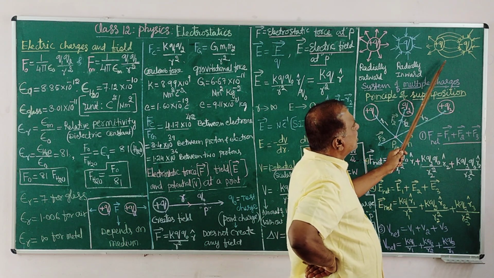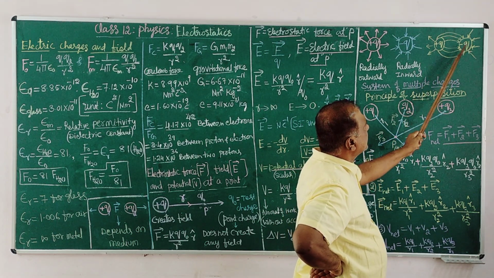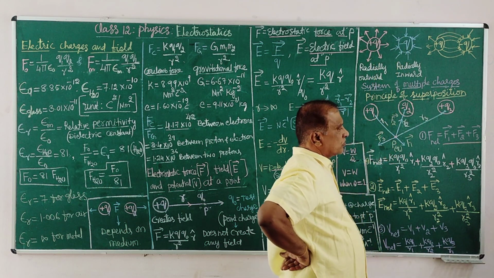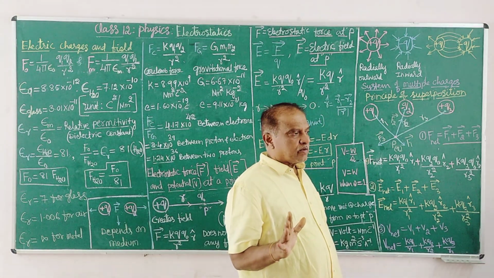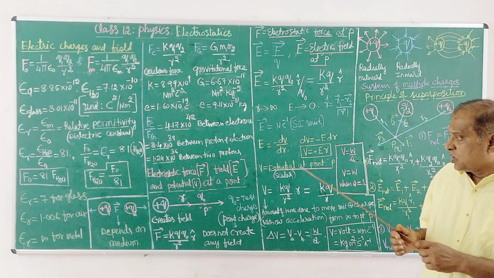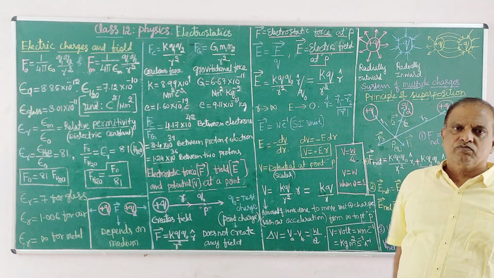That is a representation of electric field in an isolated system like this. That is the electric field, whether the electric charge is single or many. If the system has only one charge, be it positive or negative, it creates its own electric field around it.